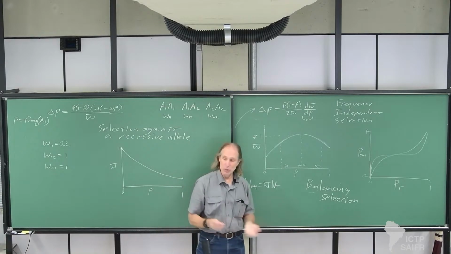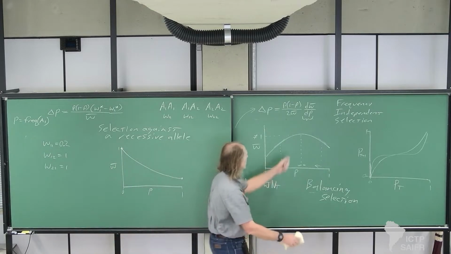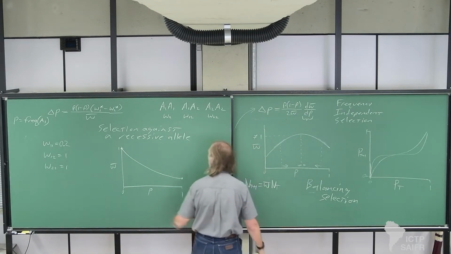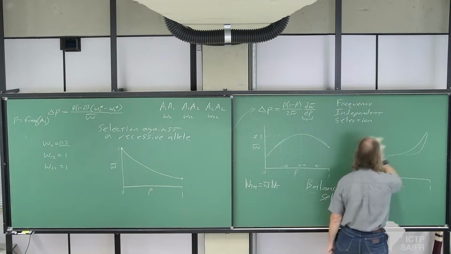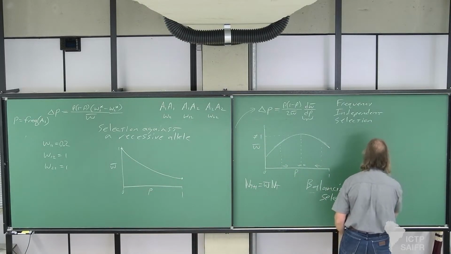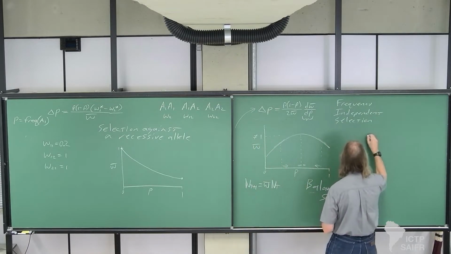I keep saying locally, that's important. In fact, in this case there's a global maximum, and in this case there's a global maximum, and those are the only maxima. But what's it going to look like if heterozygotes have lower fitness than either homozygote? Yes?